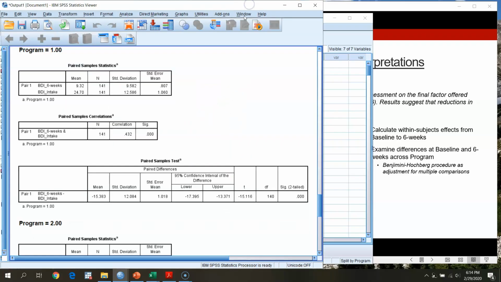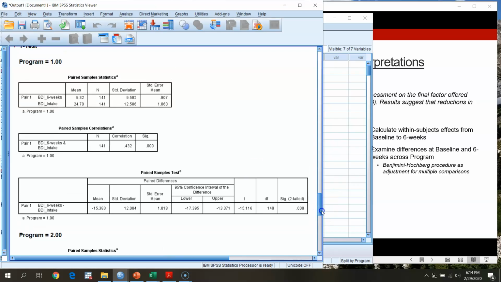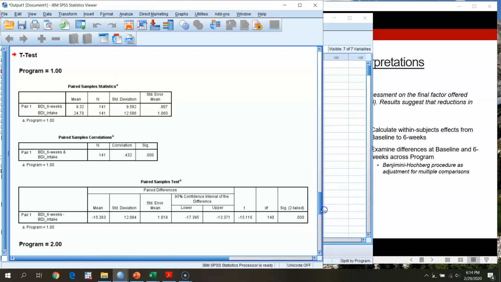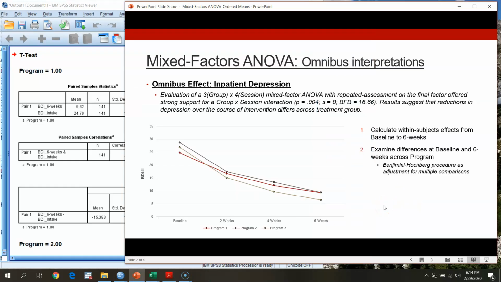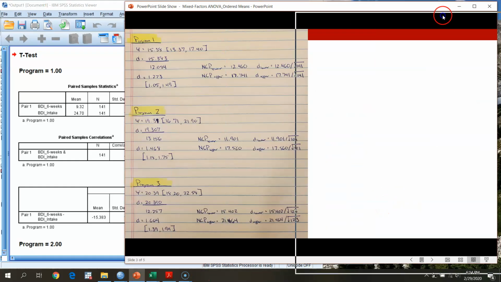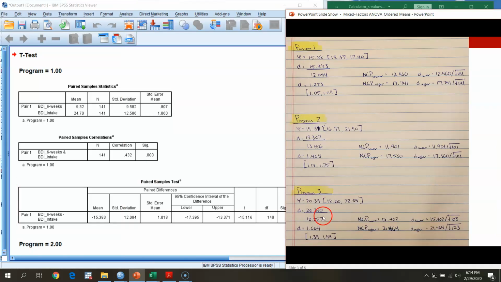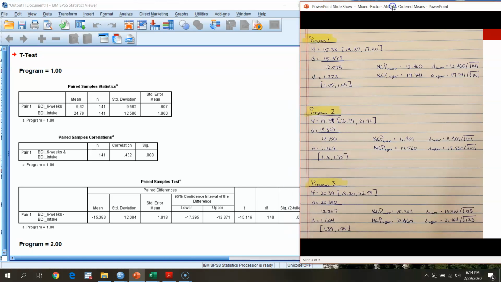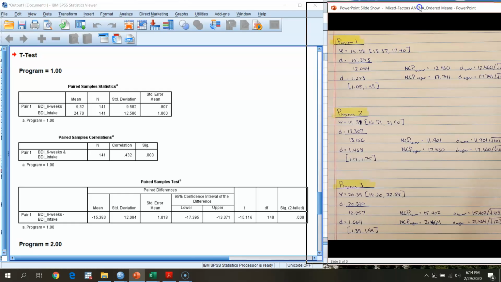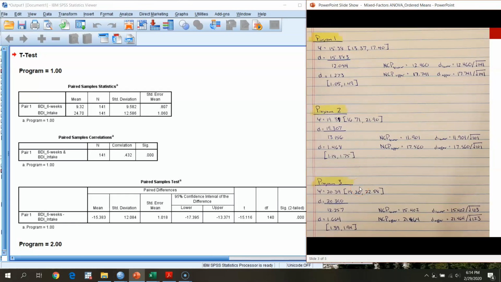So what I'm going to do, and because SPSS will not do this for you, we have to do a little bit of hand calculations on our own. So if I go through and take a look here, for each one of these groups, what I'm interested in is documenting the confidence interval for the mean effect.